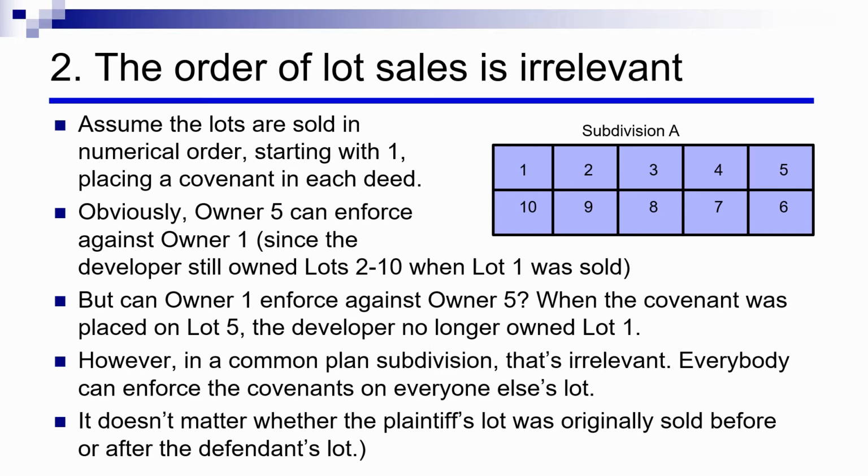By the way, when the courts explain why they follow this approach, they sometimes say that in the situation of the third bullet point here, where owner 1 is enforcing against lot 5, owner 1 is considered a third-party beneficiary of the covenant on lot 5. Even though lot 1 wasn't still owned by the seller when lot 5 was sold, that doesn't matter. The person who bought lot 1 is considered a beneficiary of the covenant on lot 5.